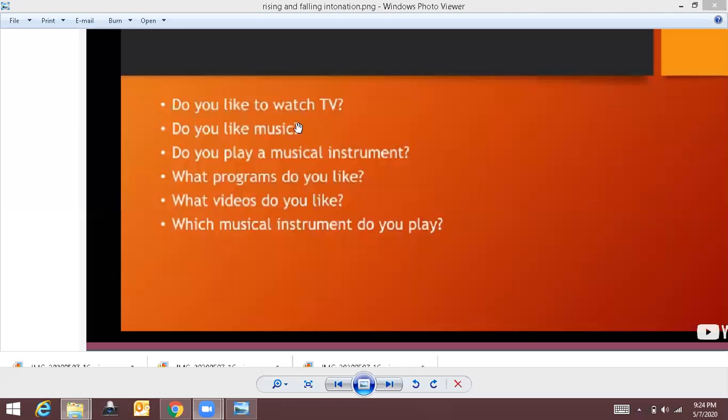So, do you like to watch TV? Do you like music? Do you play a musical instrument? Now, if it's a WH question, then the intonation is falling. What programs do you like? What videos do you like? Which musical instrument do you play? Is that clear? Is that clear, people? Yes. Right, so let's do this.